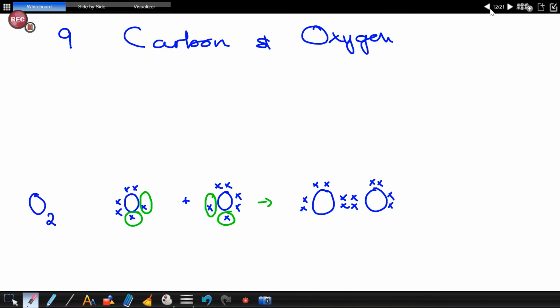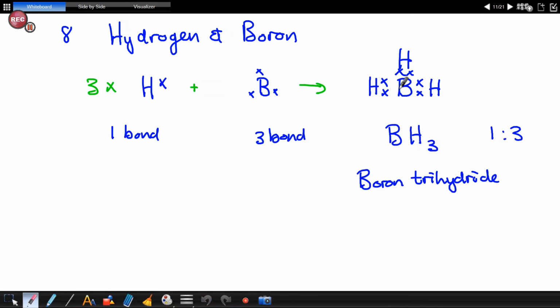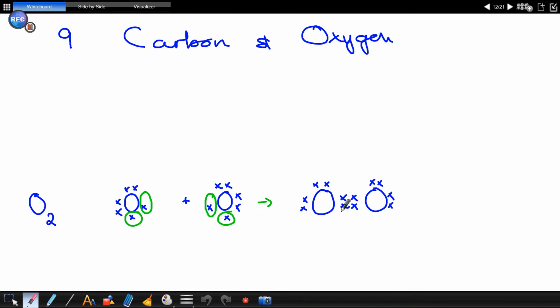How many bonds are there between hydrogen and boron if 2 electrons are shared? How many bonds? 1 bond. So 2 electrons shared means 1 bond. Sharing 2 electrons means 1 bond. So if I go to 4 electrons shared, we call this 2 bonds. So it's called a double bond.